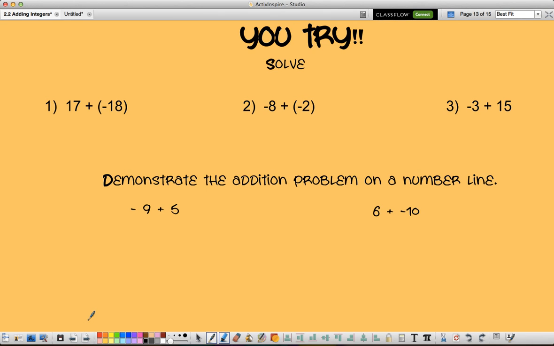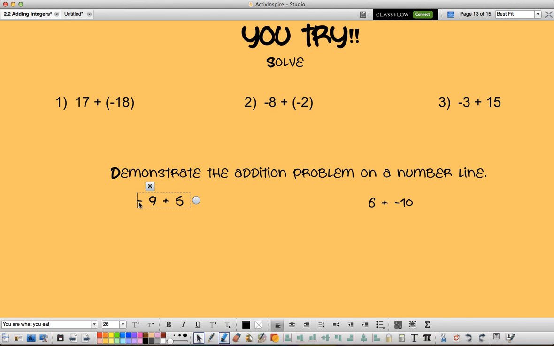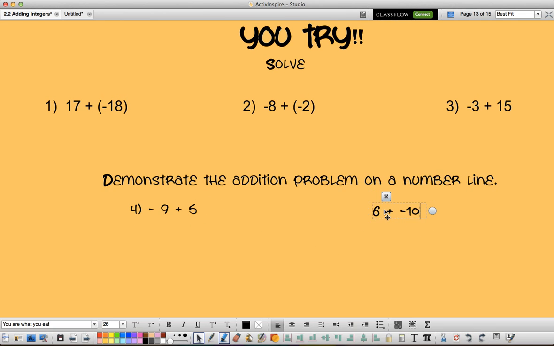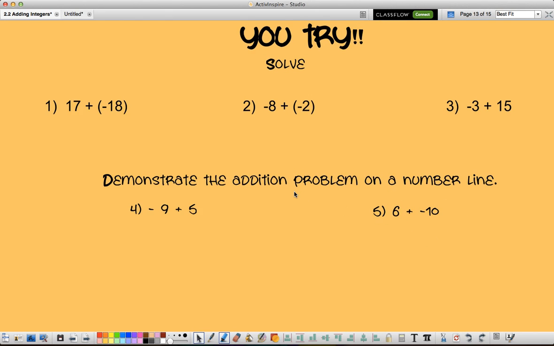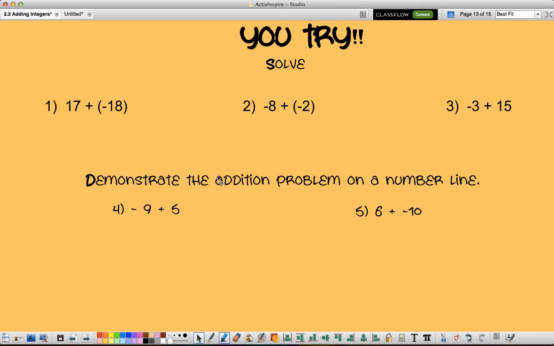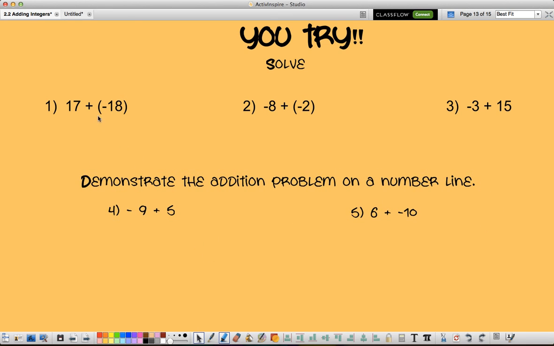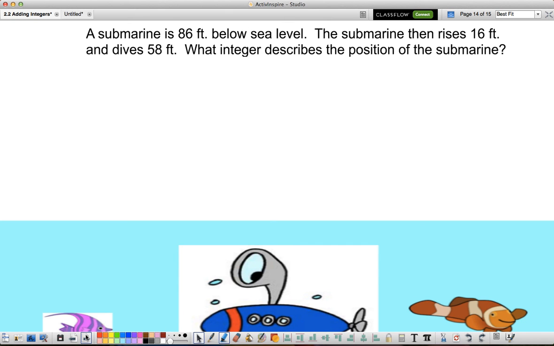All right, so you have a couple of problems that I would like you to try on your own. We have these problems here, so I'd like you to add and find an answer. And then I'd like you to demonstrate how to show addition on a number line. Okay, so add, demonstrate on a number line. And then you also have this word problem here. A submarine is 86 feet below sea level. The submarine then rises 16 feet and dives 58 feet. What integer describes the position of the submarine?